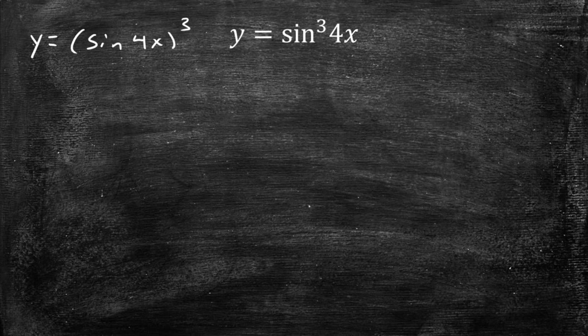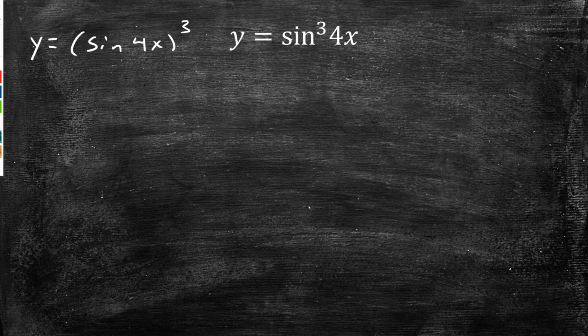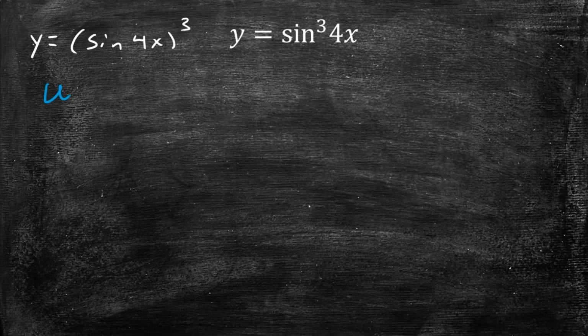What we're going to do first is set the inside equal to u. So u is equal to sine of 4x. And then now when we're looking at our new u, the one that we just set it to, we can see that that's also a composite function because of this 4x here. So now what I'm also going to do is let's call it v equal to 4x. Okay, so this is going to be a double chain rule.